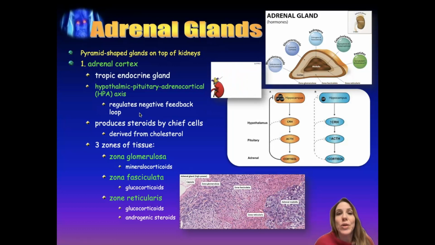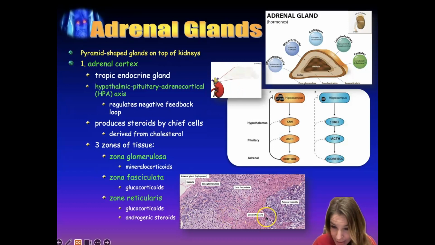So overall, the adrenal cortex is going to produce steroid hormones, and they're going to produce them through chief cells. Now, these steroids are really interesting because they are derived from the compound cholesterol, which everybody's heard of cholesterol. It's a four-ringed structure. And so all these steroid hormones are built off of cholesterol.